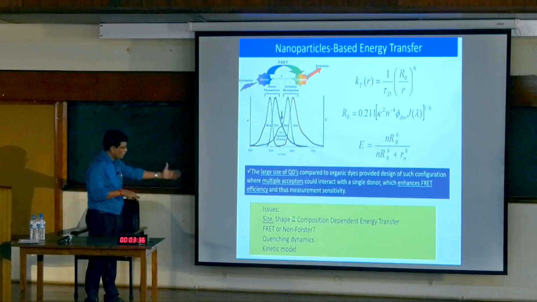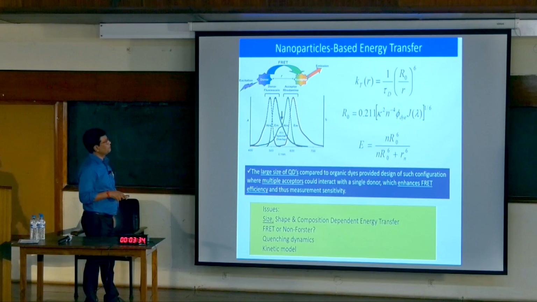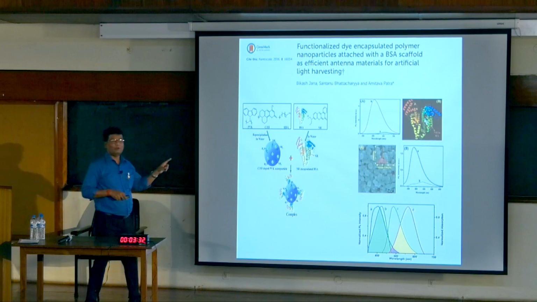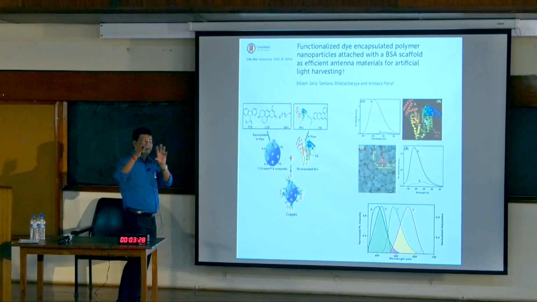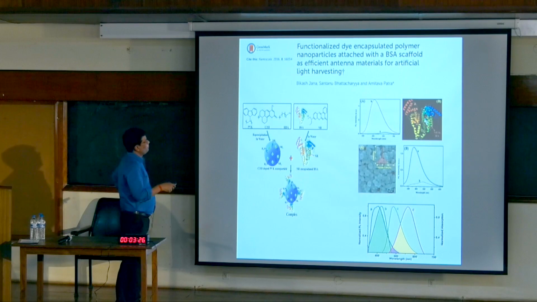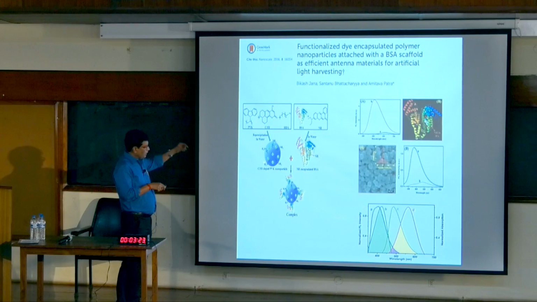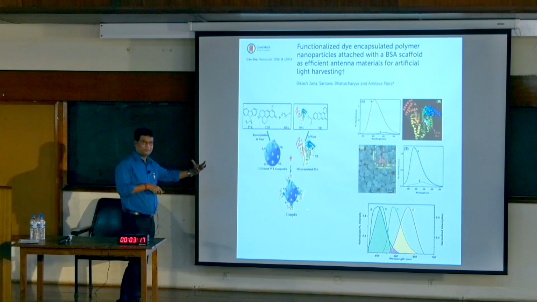So we have addressed a lot of issues in our previous work. But here I will explain one light harvesting, pure light harvesting system. This is like a protein pigment interaction. We prepared a polymer nanoparticle with dye and BSA protein with Nile red dye, and we make a complex kind of thing.